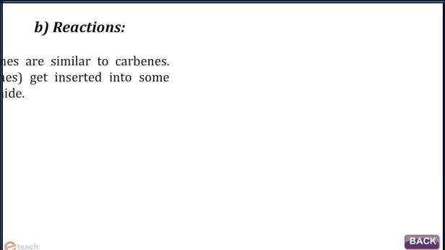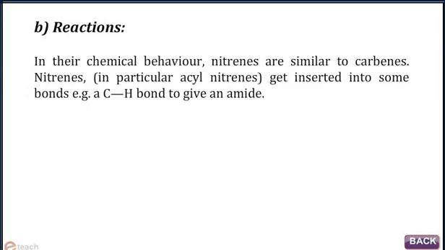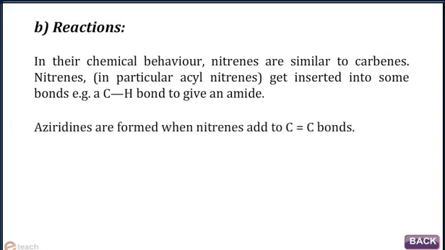Reactions. In their chemical behavior, nitrenes are similar to carbenes. Nitrenes get inserted into some bonds, for example a C-H bond to give an amine. Aziridines are formed when nitrenes add to C=C bonds.